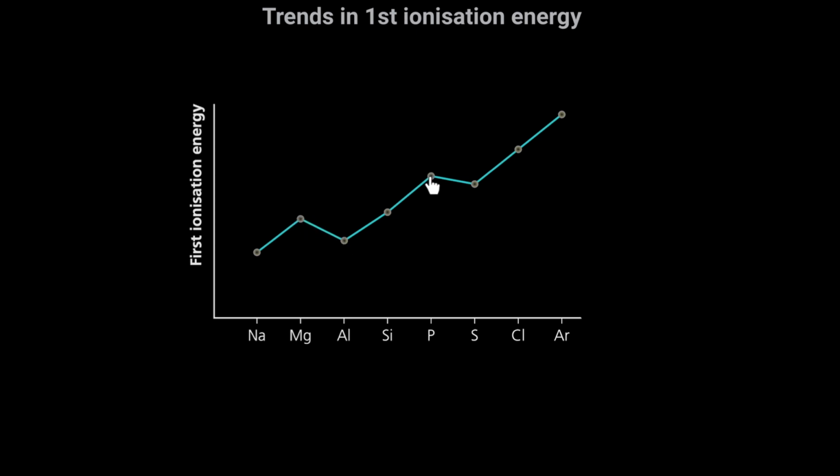And we also see that the first ionization energy decreases from phosphorus to sulfur. So the question is, why do we see these exceptions? Why do we see these exceptions in the first ionization energy trend across the period?